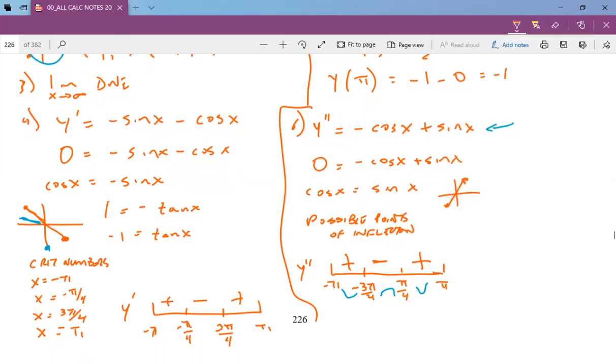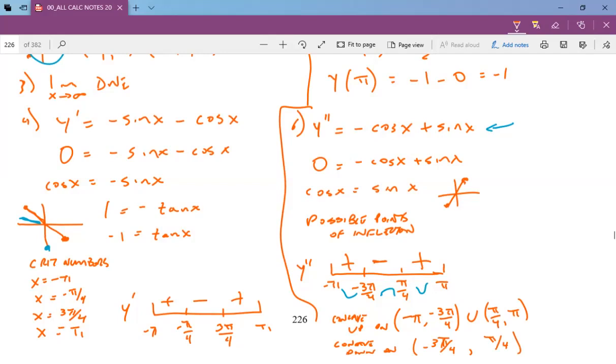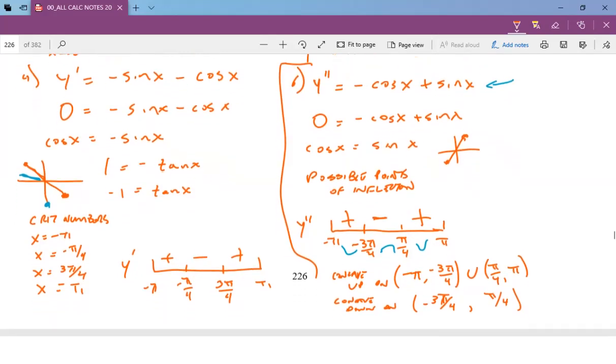So making our notes, this is concave up on negative pi, 3 pi quarters, union pi quarters to pi. This is concave down in between, so negative 3 pi quarters to pi over 4. And there is concave down. All right.